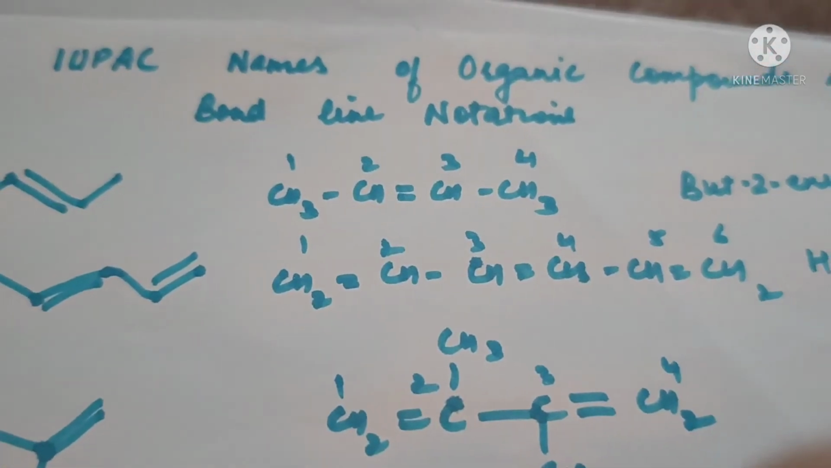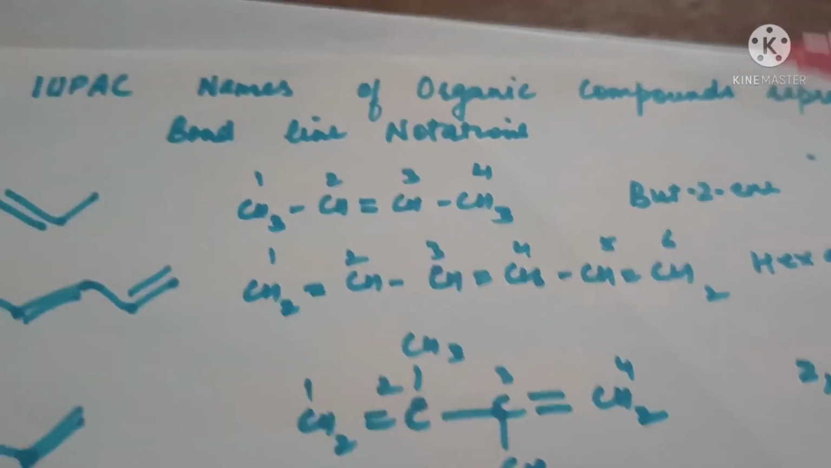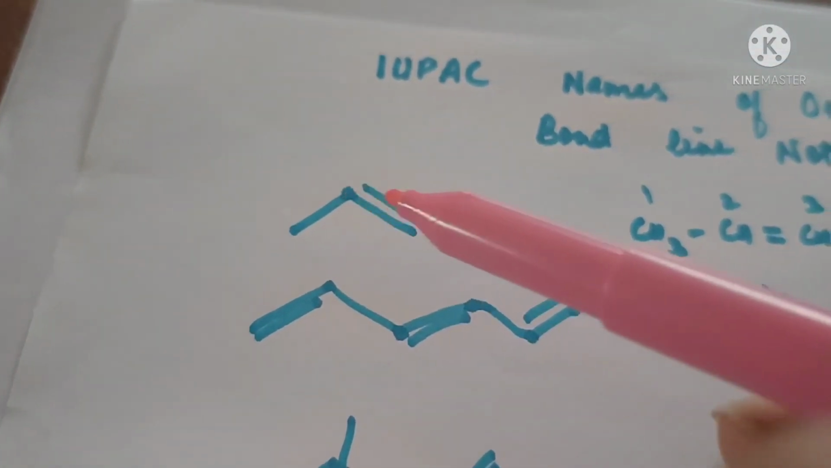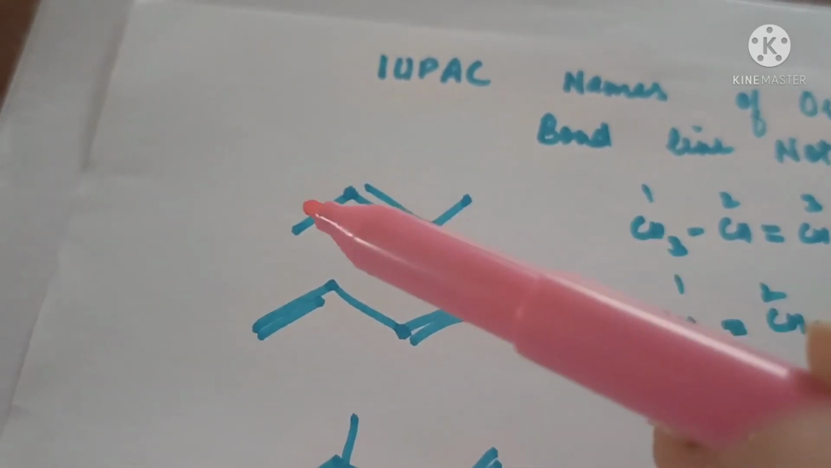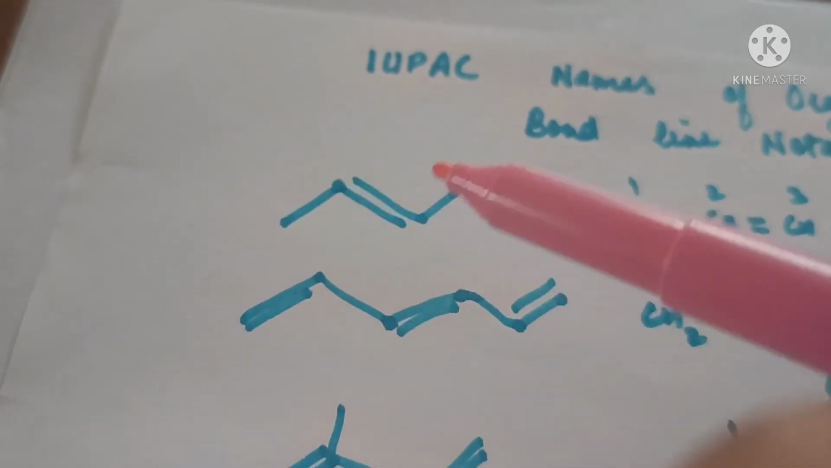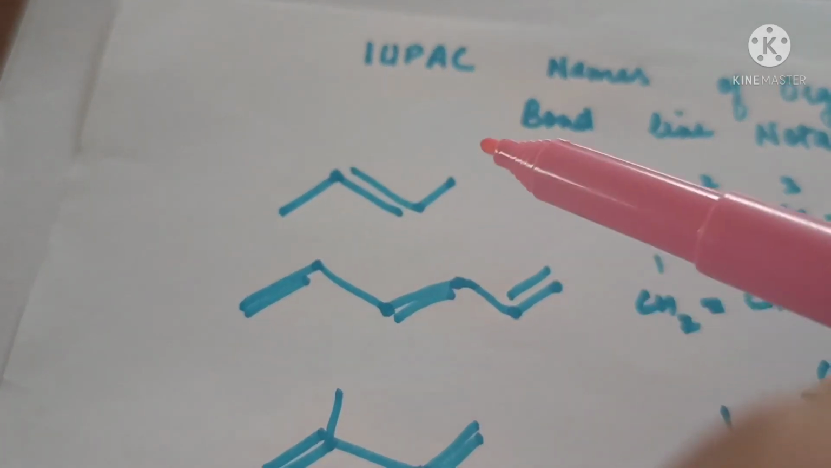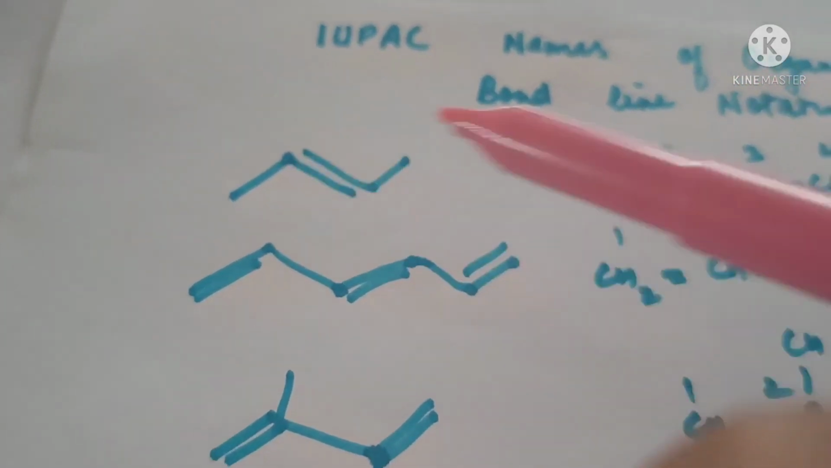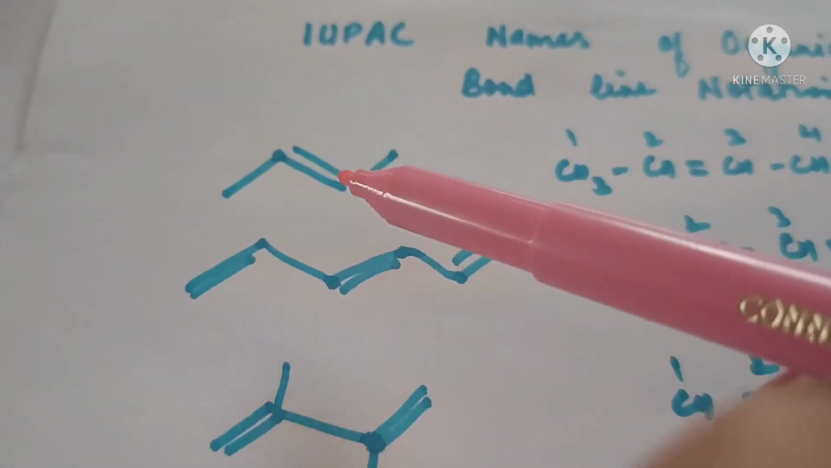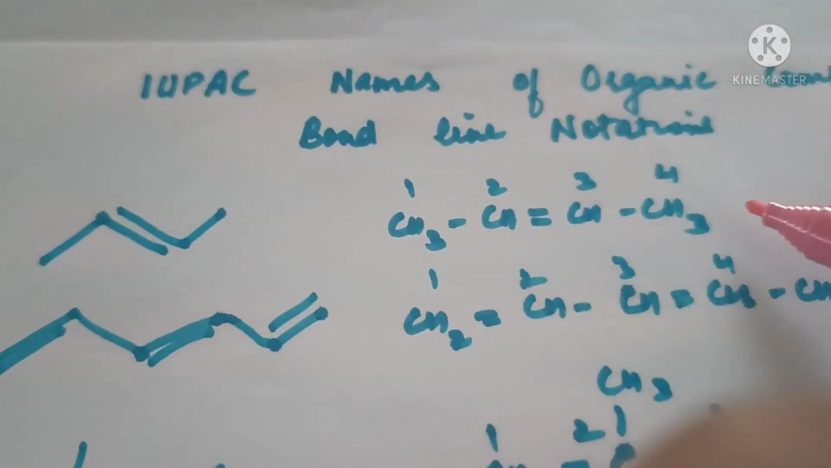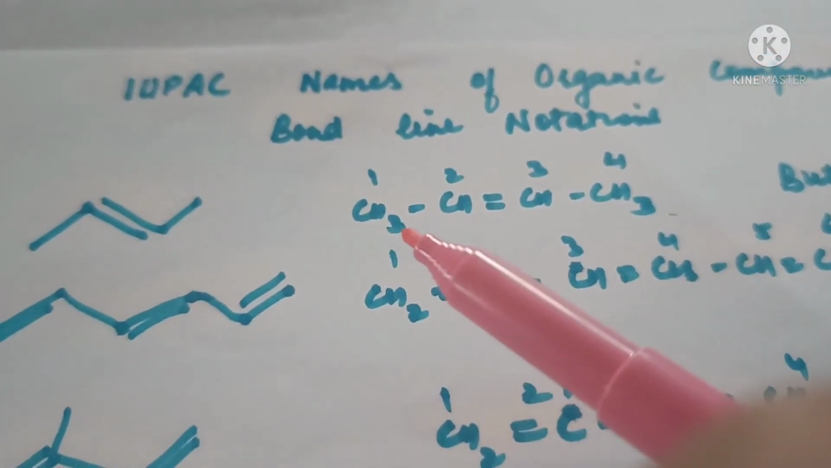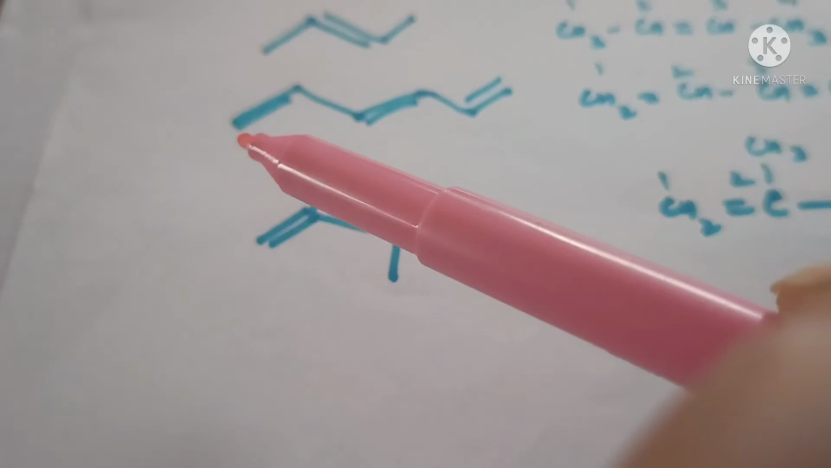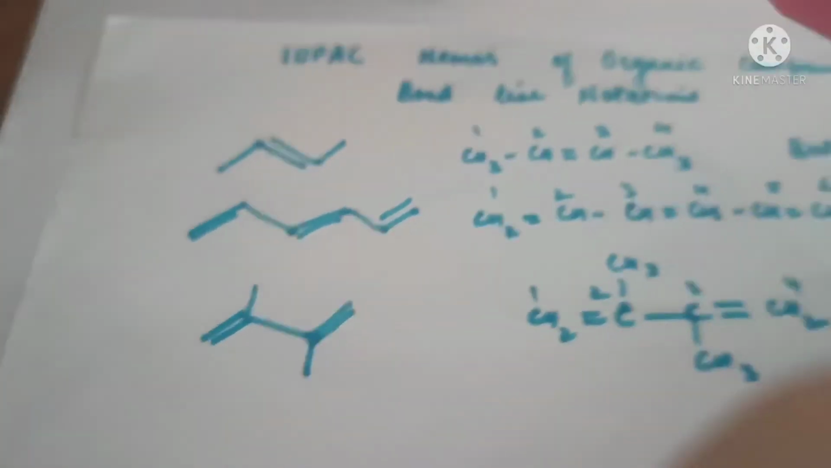Next is IUPAC names of organic compounds represented in bond line notation. So in bond line notation, the lines represent the bonds. This is a single bond, this is a double bond. The ends and the intersection points represent carbon atoms. So this is a compound of 1, 2, 3, 4 carbon atoms. So CH3, single bond, CH, double bond, CH, then CH3. So the name will be but-2-ene.